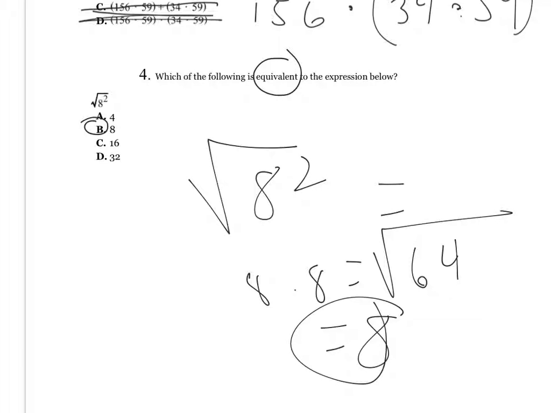We also know that a square and a square root undo each other, right? So if I square something, I square root it to undo it. So I also could have just realized that the square and the square root cancel each other out, and my answer is just 8.